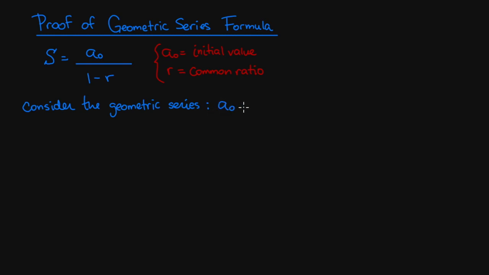So if we consider the geometric series a0 plus a0 times r plus a0 times r squared, and so on and so forth, and add all these terms up, it's going to give us a value of s. We don't know what it is yet. That's what we want to find.